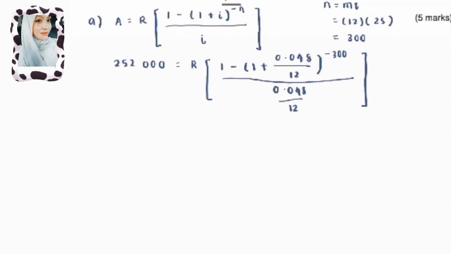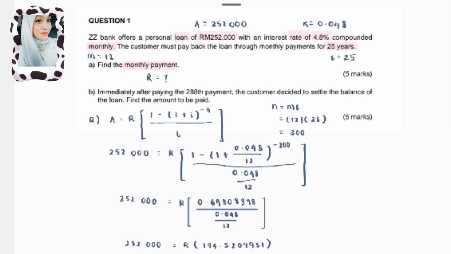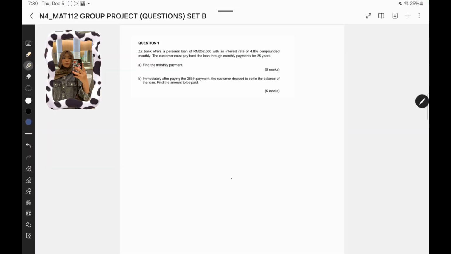Next, I will continue calculating this formula until I get the answer. This is the final answer of this question. Now, let's settle question 1b. Read the question together with me.